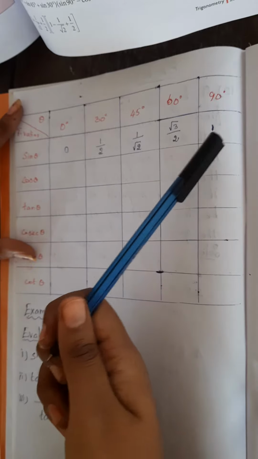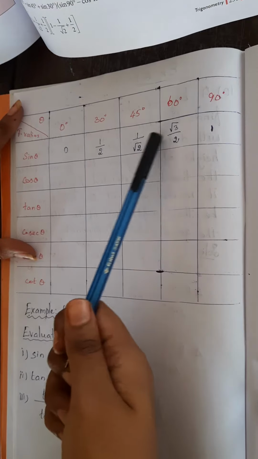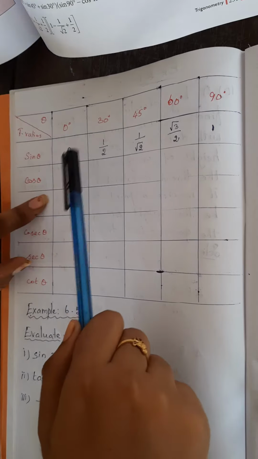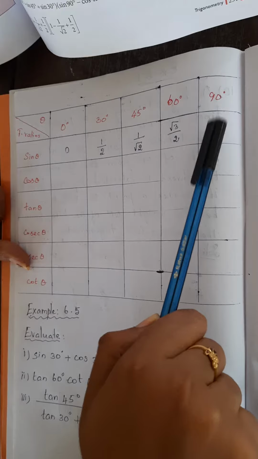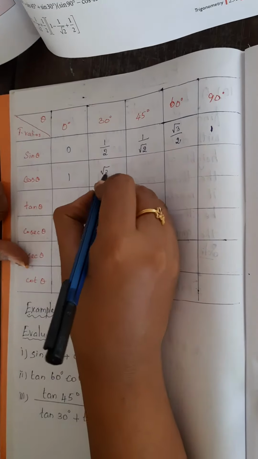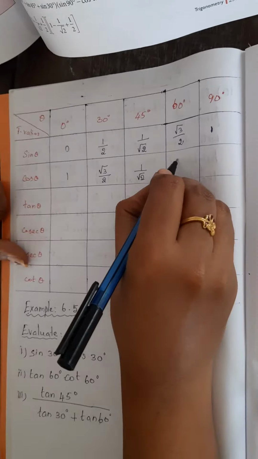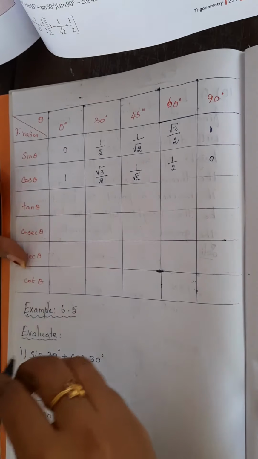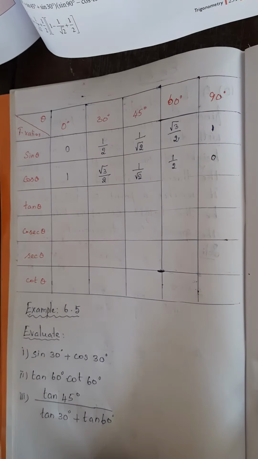Then, just reverse the sin theta values and write the values of cos theta. So here cos 0 degree is sin 90 degree. Write this 1. Next value, write here root 3 by 2. Then 1 by root 2, 1 by 2, 0. So it is easy to learn both because both are related.